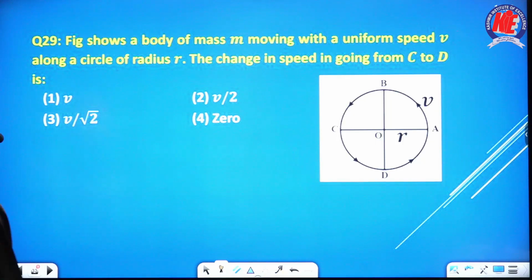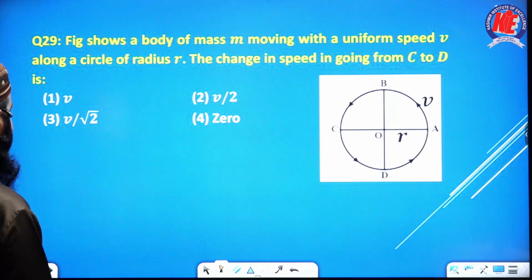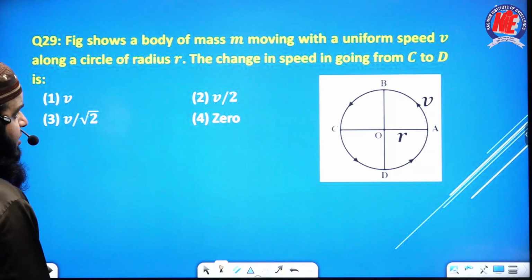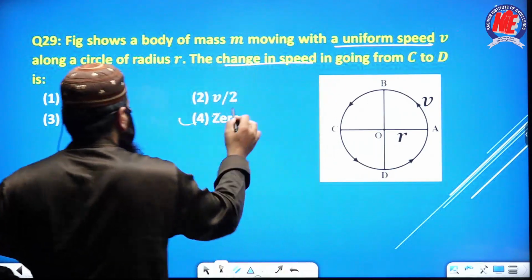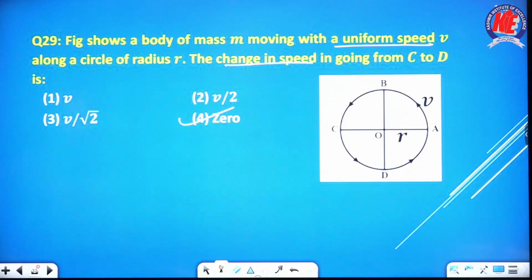Figure shows a body of mass m moving with a uniform speed v along a circle of radius r. The change in speed, as the speed is uniform, so the change in speed will be simply the 0. हाँ, अगर change in velocity का case होगा बेटा, then the situation was entirely different. You have to go for the vector difference. Final velocity minus initial. Next one please.